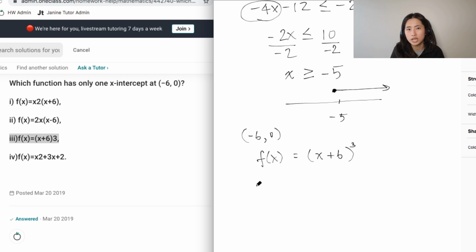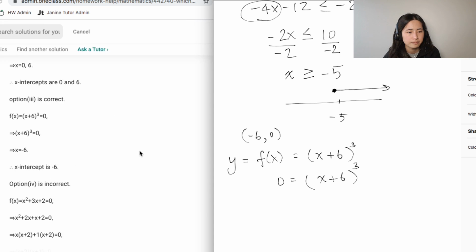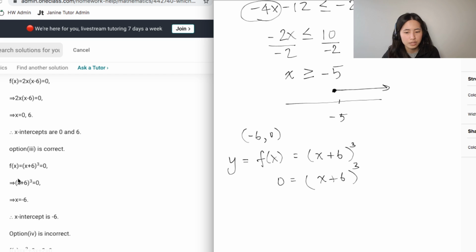So when you're trying to find your x-intercept, you're going to plug 0 in for y, because we know that f of x is also the same thing as y, right? So this is just y, and then you're solving for x plus 6 cubed, right? So let's see. Yeah, so they did exactly what we have here. So this is x plus 6 cubed, and that's equal to 0. And how do you even solve for x, right? You have a cube here.